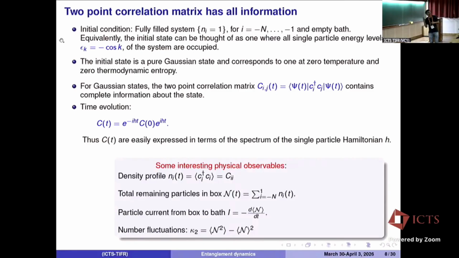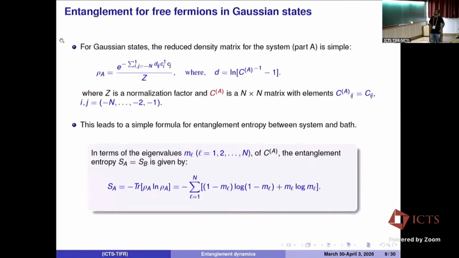Now, of course, what we are interested in is the entanglement entropy, and that is also given by this correlation matrix. For the entanglement entropy, I have to find the reduced density matrix of the system. From that, we just take the trace of rho A log rho A, and that gives the entanglement entropy. For Gaussian states, the reduced density matrix always has this form, where this D matrix is given by the correlation matrix. If you know the correlation matrix, then you completely know the reduced density matrix.